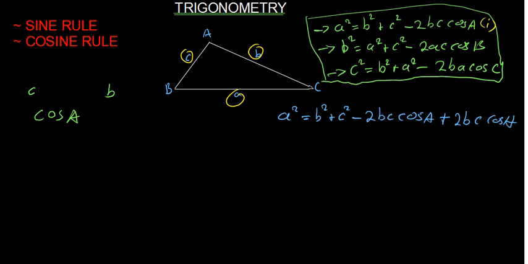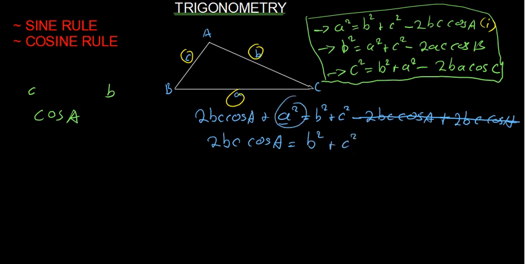Right, so here we're going to have 2bc cos A plus a squared there. So meaning here these are going to cancel. You're going to get that. This a squared we can also subtract from this side, taking it to the other side. So meaning this will be 2bc cos A is equal to b squared plus c squared. Remember, when this one is on the other side, it should be negative.